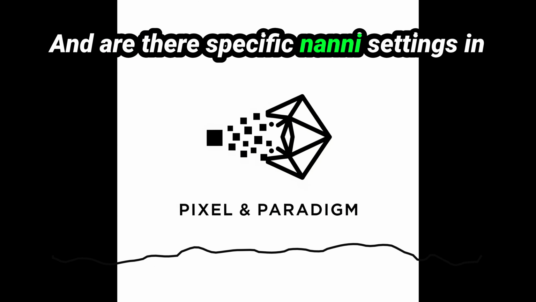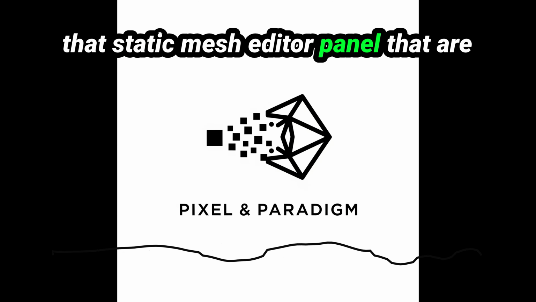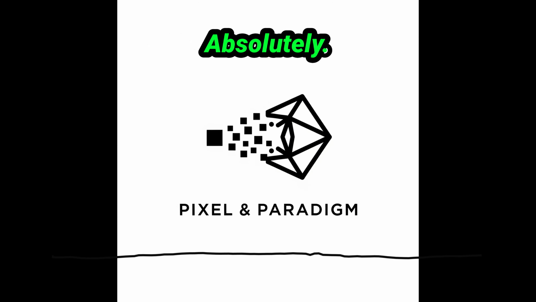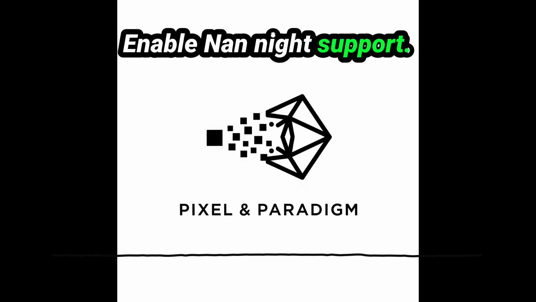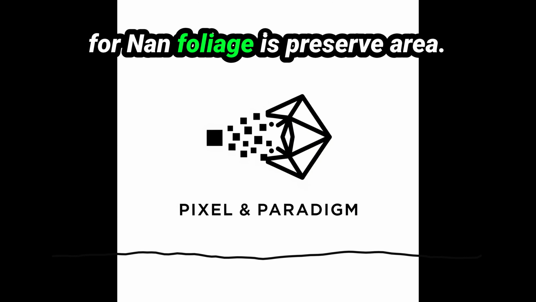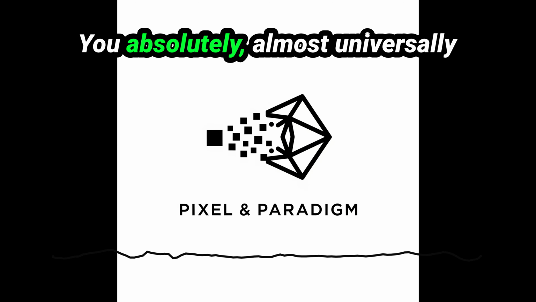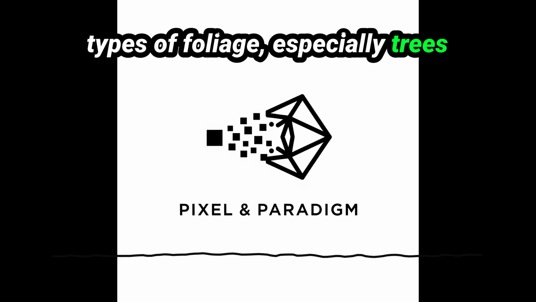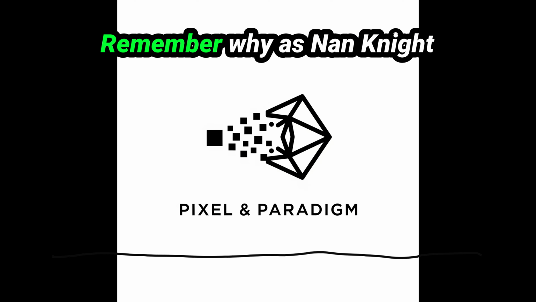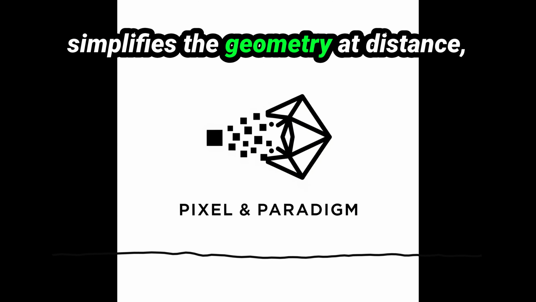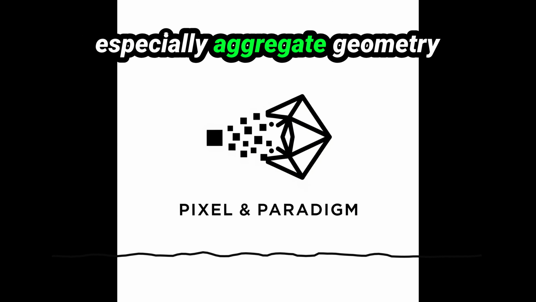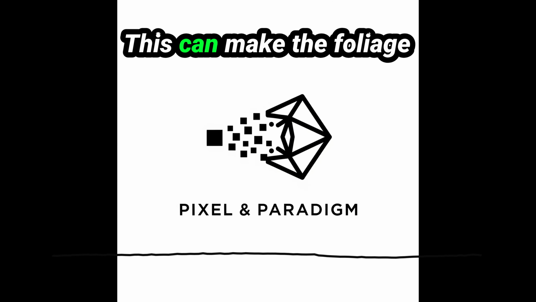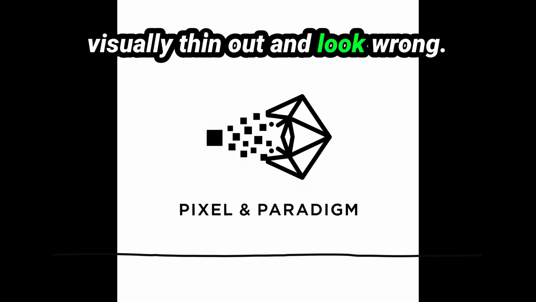And are there specific Nanite settings in that static mesh editor panel that are particularly important for foliage assets? Things we need to tweak? Absolutely. Besides just checking Enable Nanite Support, the single most crucial setting for Nanite Foliage is Preserve Area. You absolutely, almost universally, want this setting checked for most types of foliage, especially trees and bushes with lots of leaves. Remember why. As Nanite simplifies the geometry at distance, especially aggregate geometry like trees with many separate leaves, it removes small elements. This can make the foliage visually thin out and look wrong.